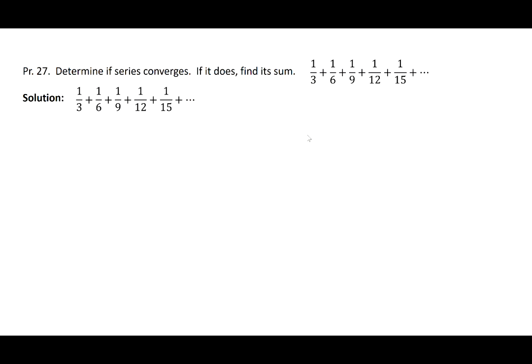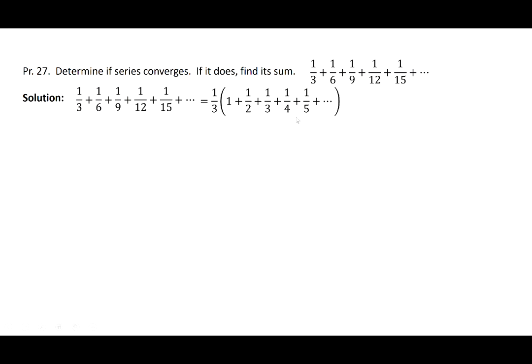Determine if the series converges. If it does, find the sum. 1/3 plus 1/6 plus 1/9 plus 1/12 plus 1/15. Wait a minute. I don't know. Any thoughts? Wait. Does it look like we can factor out a 1/3 out of every term? Yep, let's do that. And so we get 1/3 times 1 plus 1/2 plus 1/3. Okay, how does that help us? Does this ring a bell? 1 plus 1/2 plus 1/3 plus 1/4 plus... Hey, that's a harmonic series.